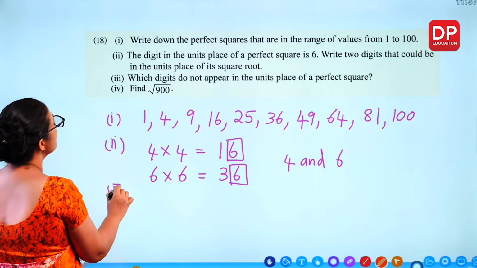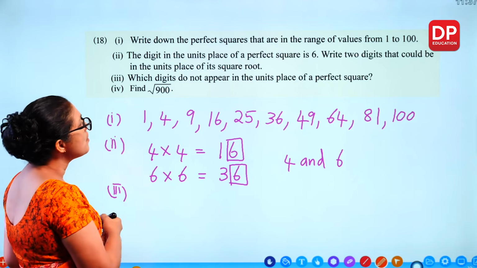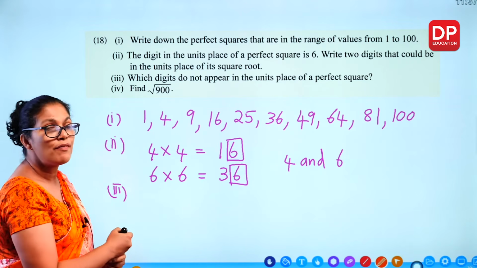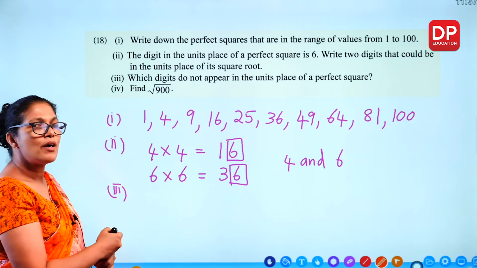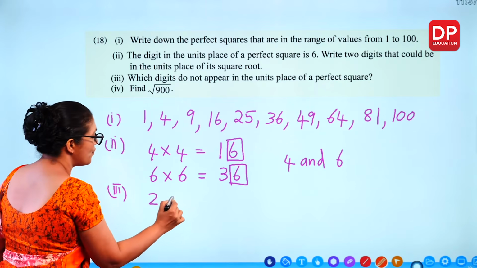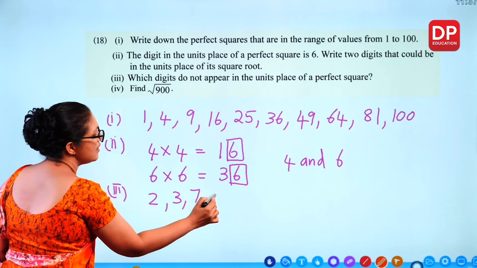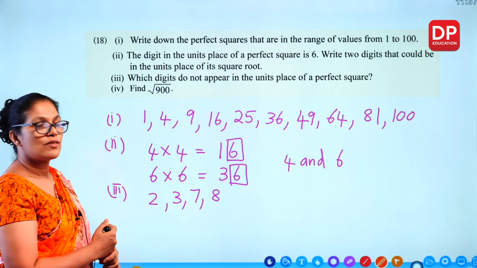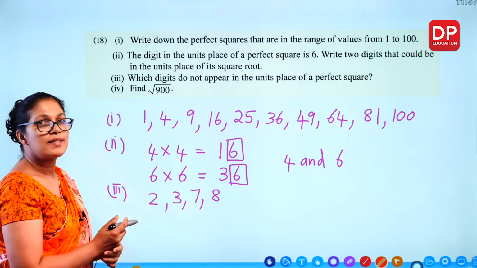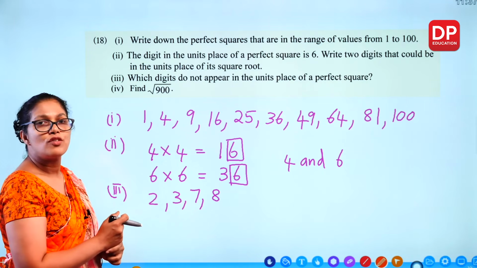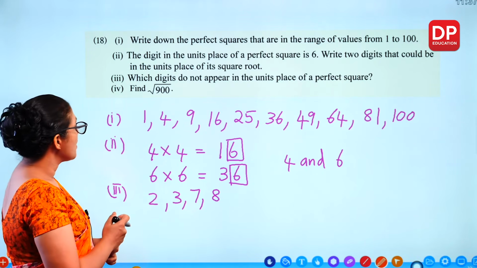Third part. Which digits do not appear in the units place of a perfect square? Can you remember? 2, 3, 7, 8. So with these numbers as the last digit, you are not getting any perfect squares.